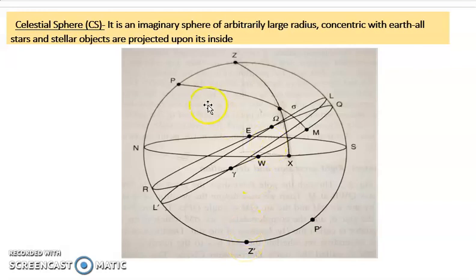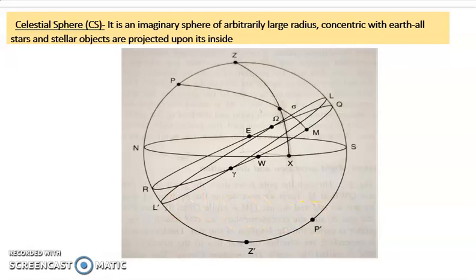And another set of points we can see here, P and P dash, which are called north and south celestial poles, or simply north and south poles. This is the north pole, this is the south pole. These are drawn by extending the line of the direction of rotation of Earth up to the celestial sphere, which touches the celestial sphere at 2 points. The point above the observer is the north pole and below the observer is the south pole.